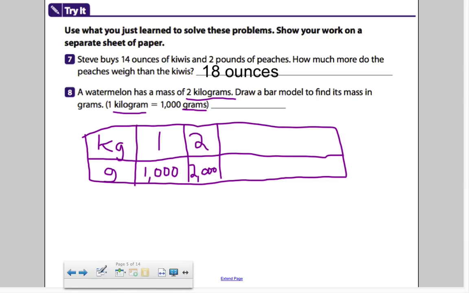If it weighs 2 kilograms, how many grams is that? 2 kilograms equals 2,000 grams. All right guys, this is brand new math. It's a tough one. Stick with it, you will get better.